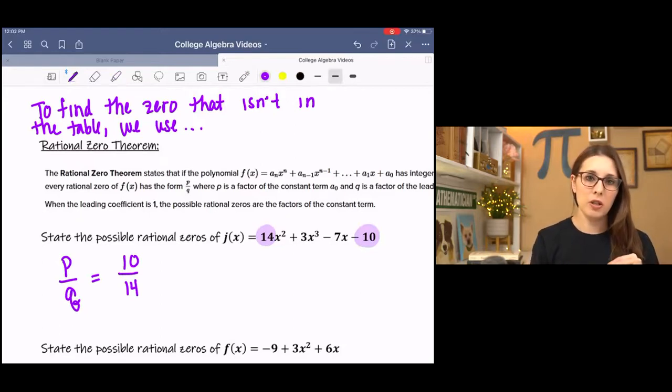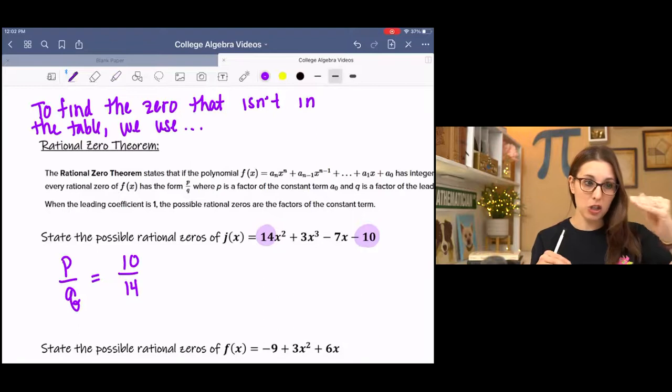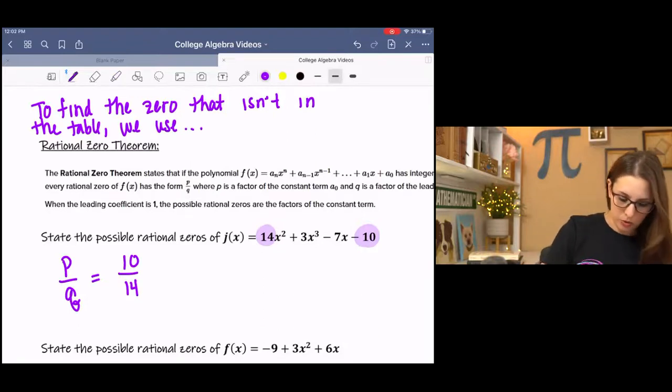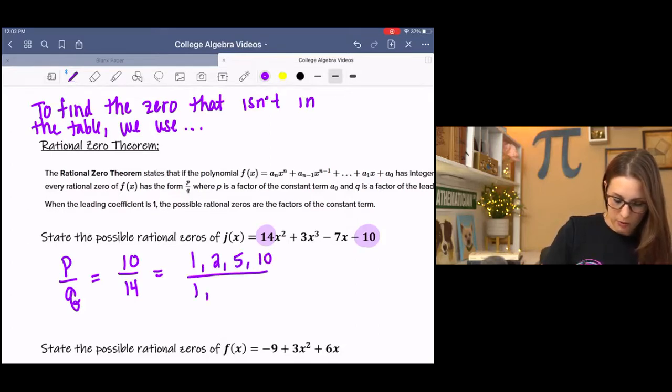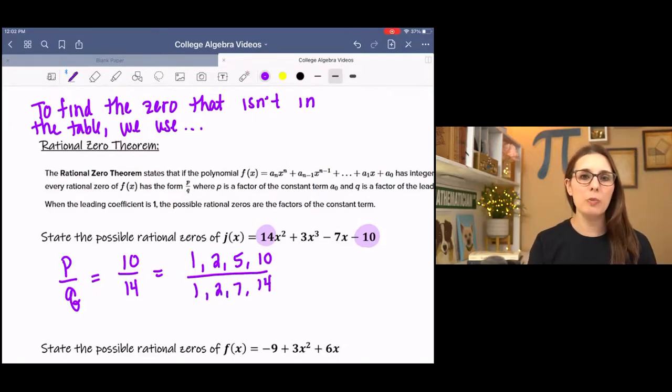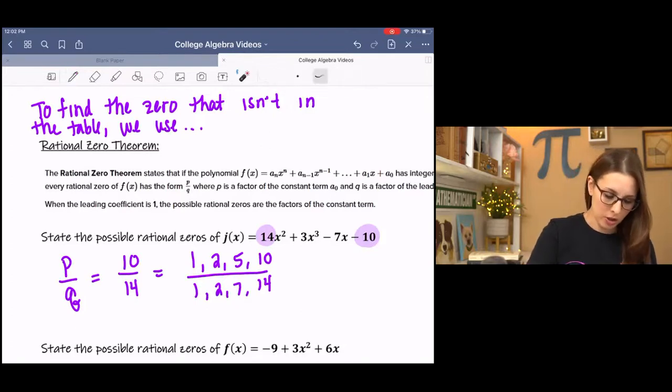What you're going to do is list the possible factors of each value, P and Q. 1 times 10, 2 times 5, 1 times 14, 2 times 7. And this is going to set up your possibilities. So we have several different combinations going on here: 1 over 1, 1 over 2, 1 over 7, 1 over 14, 2 over 1, 2 over 2, 2 over 7, and so on. So we're going to write all of those out.